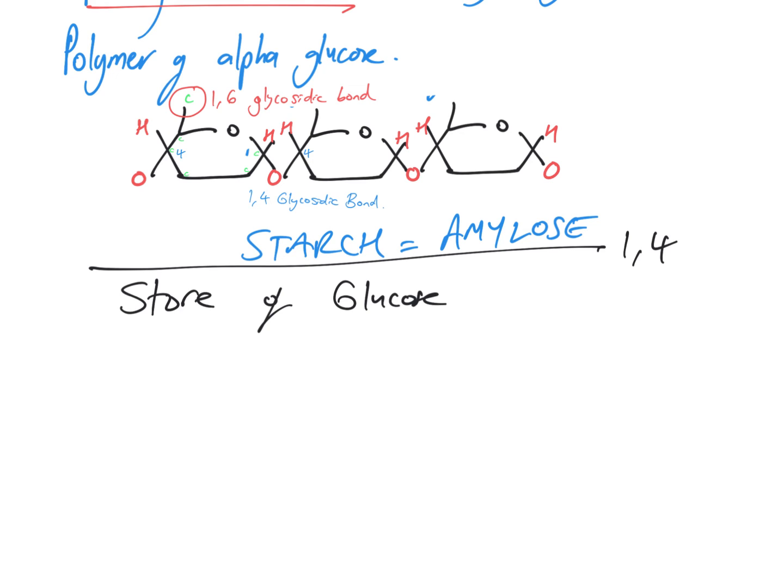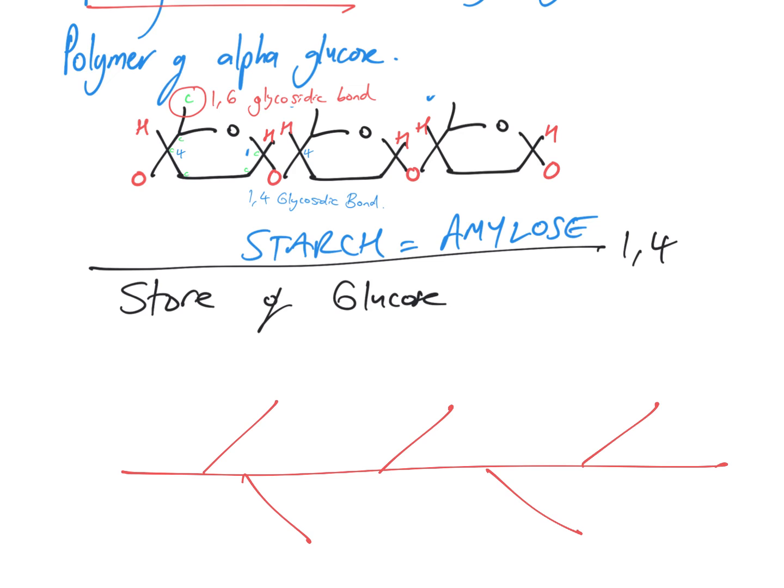Okay, so that's if I have a straight linear chain, that's amylose of 1,4 bonds. However, as well as having 1,4 bonds, we can start to get branches coming off it. So this one contains 1,4 and 1,6 glycosidic bonds, which creates a branch.